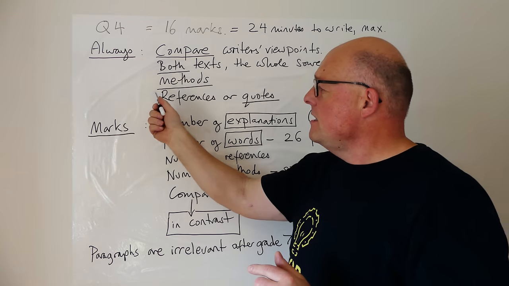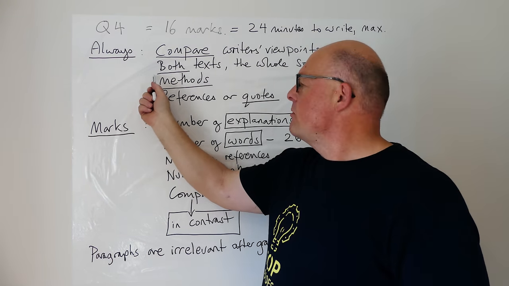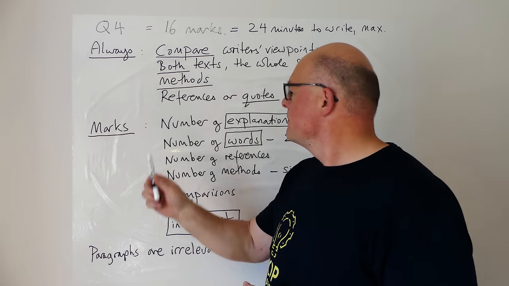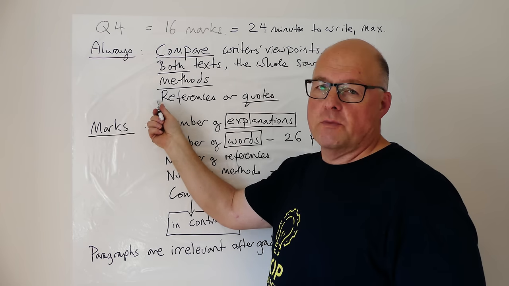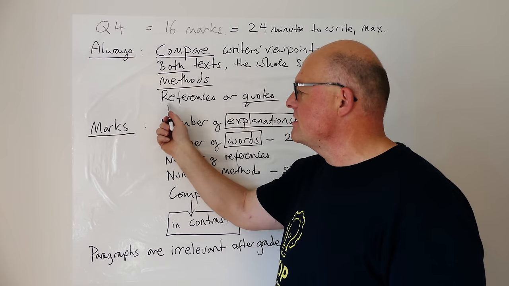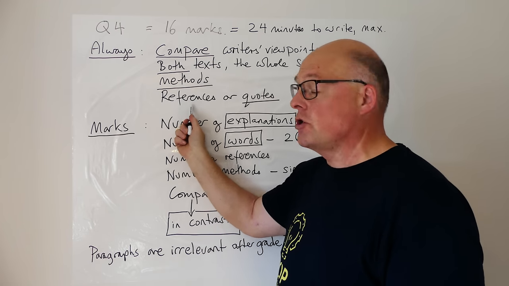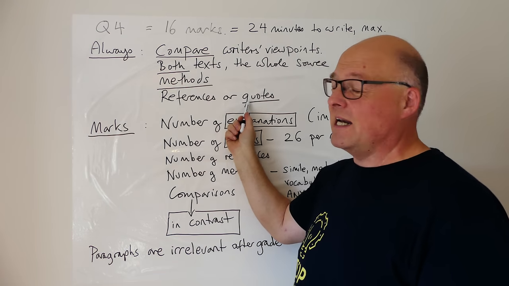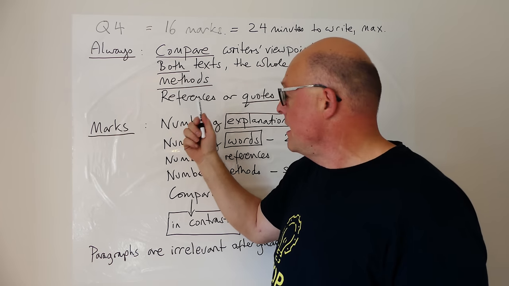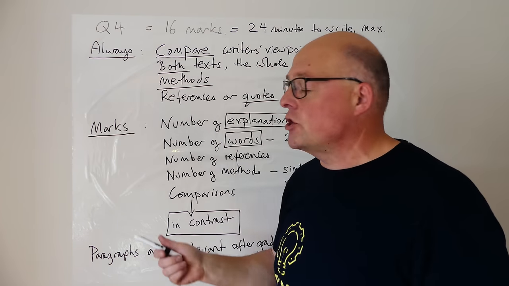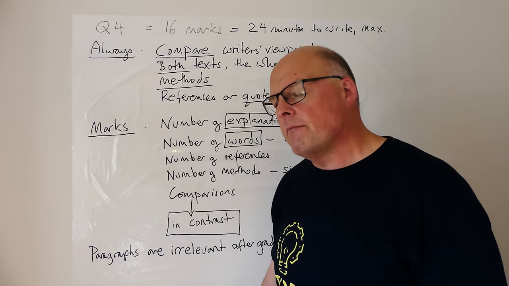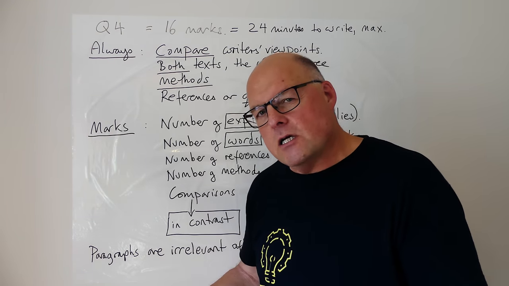Okay, the examiners claim they also want you to identify methods. We'll get onto what those mean. And they also want you to put in references or quotes. So you can talk about things that are happening in the passage, or you can quote directly. Quotes don't earn more marks than references, okay? So, I find it easier to quote, but you might find it easier just to say what's going on. Okay, so what does earn the marks?